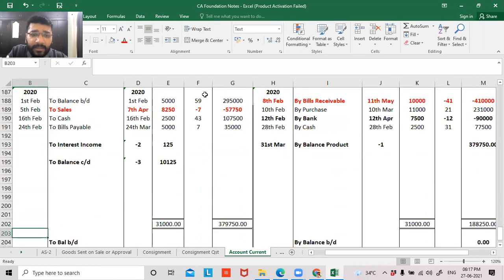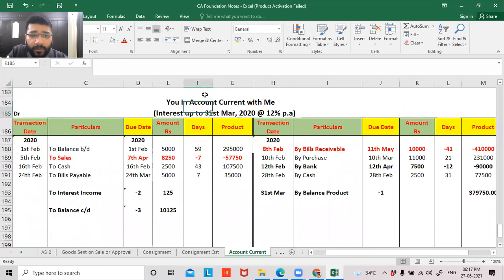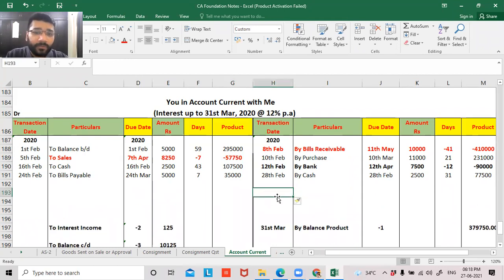In accounts, tell me one thing. If I don't want the debit side to be minus 57,750, if I want to make this positive, what do I do? What do I do? Please tell me. I want an answer from all of you. Credit side. We will record it in the credit side.